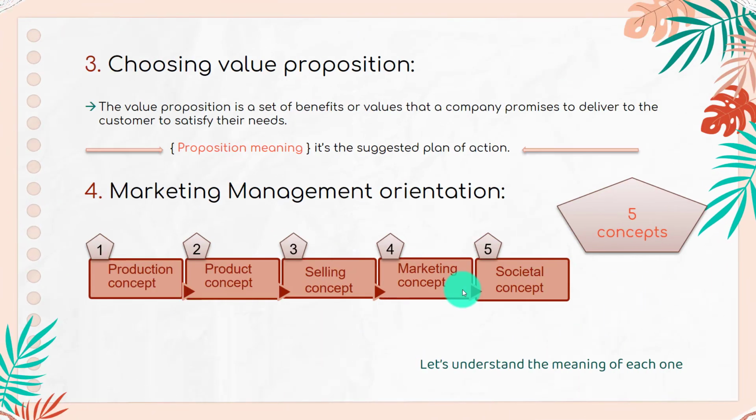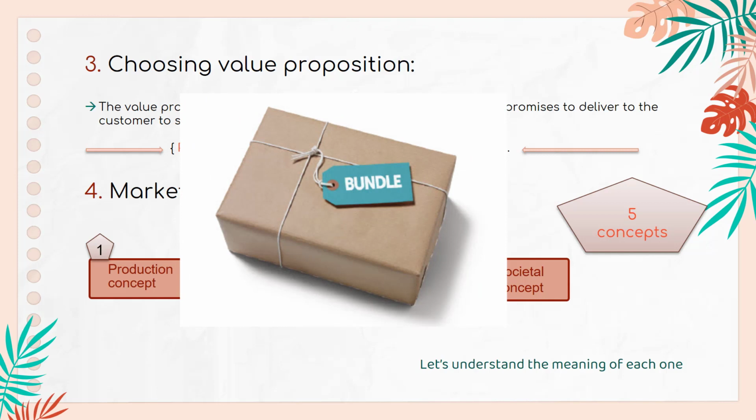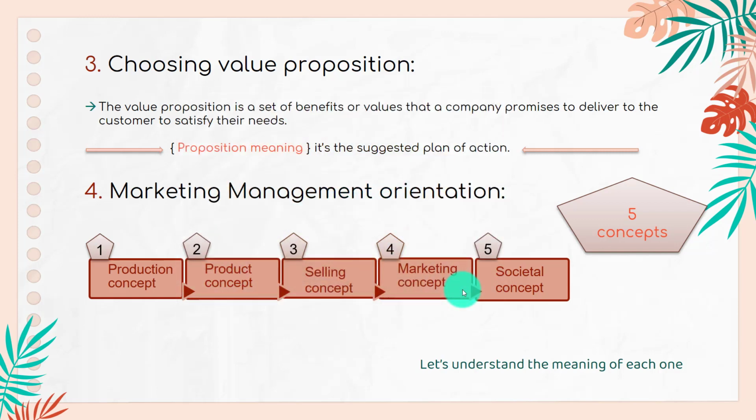Then, the third step in the customer value-driven marketing strategy is choosing the value proposition. What is a value proposition, first of all? The value proposition is a set of benefits or values that a company promises to deliver to the customer to satisfy their needs or wants. So I like to call it a value bundle. I'm going to choose a set of benefits or values to provide for my customer to satisfy them. Okay?